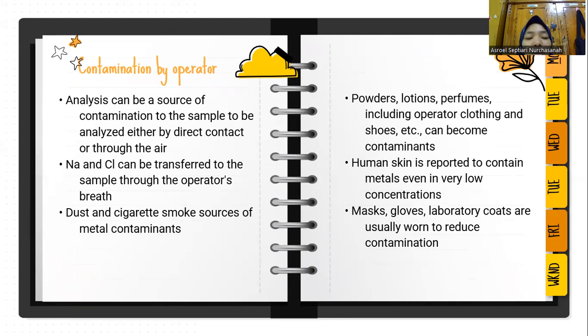The analyst can be a source of contamination to the sample to be analyzed, either by direct contact or through the air. NaCl can be transferred to the sample through the operator's breath, dust, and cigarette smoke, a source of metal contaminants. Powder, lotion, perfume, including operator clothing and such, can become contaminated. Human skin is reported to contain metal even in very low concentration. Masks, clothes, and laboratory coats are usually worn to reduce contamination.